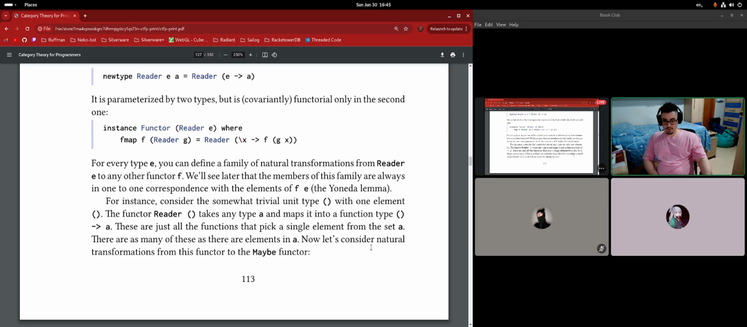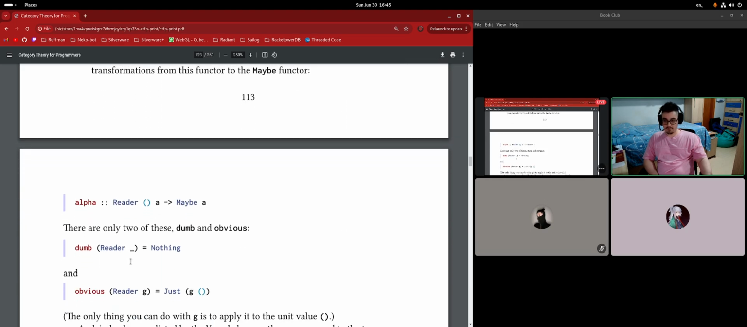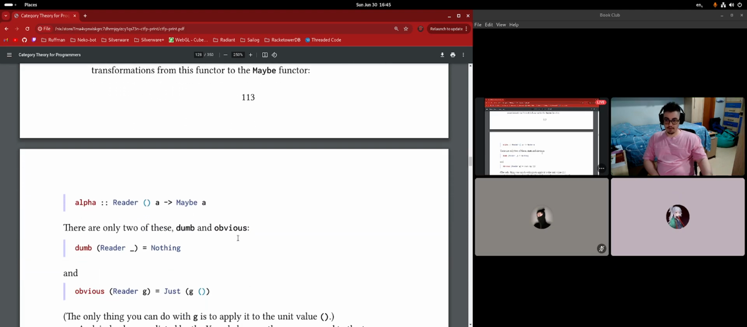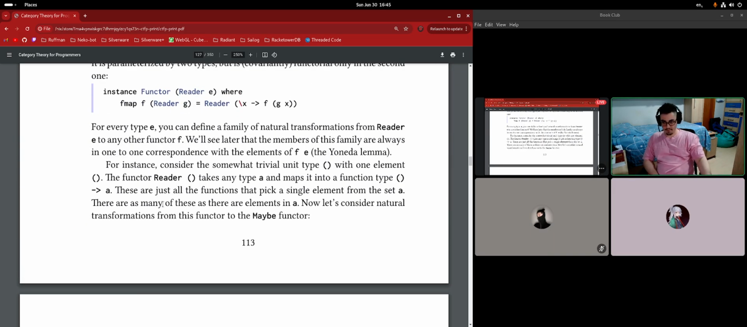Now let's consider the natural transformations from this functor to the maybe functor. I think I see why. So the amount of natural transformations depends on how many instances of the destination functor, and also of the input, actually. But in this case, unit has only one, so it's going to be only 1 times 2. Or that's an exponential thing. It's like 2 to the power of something.